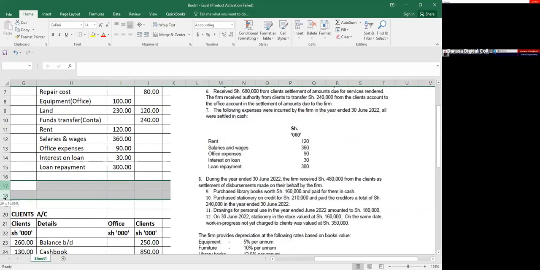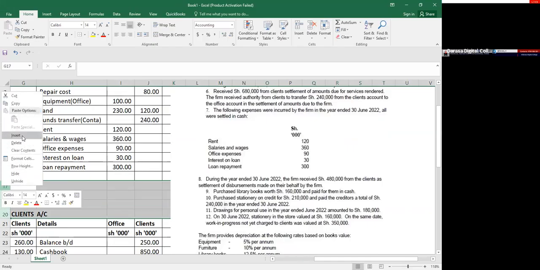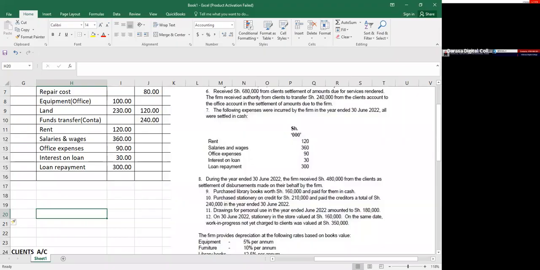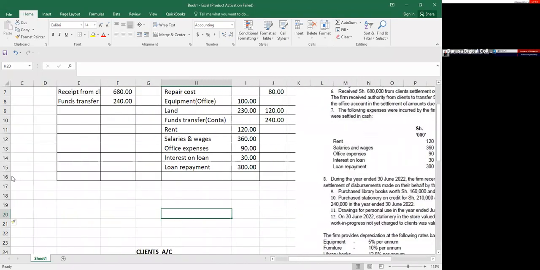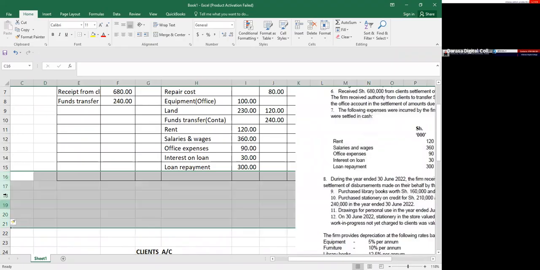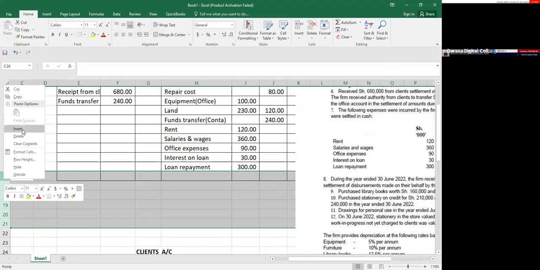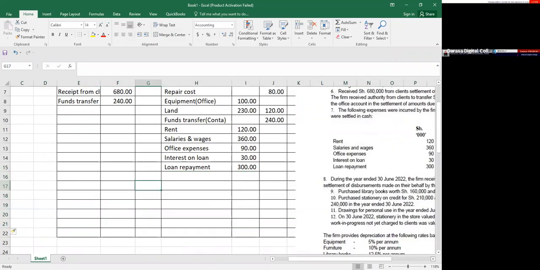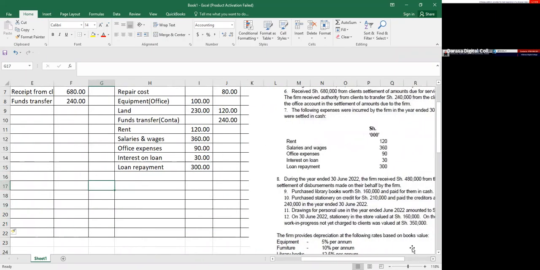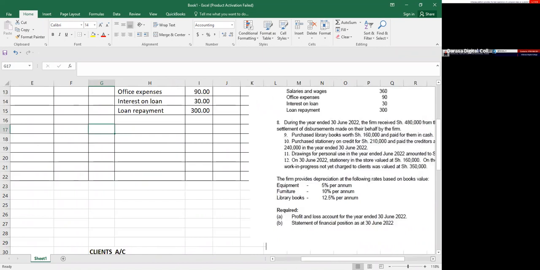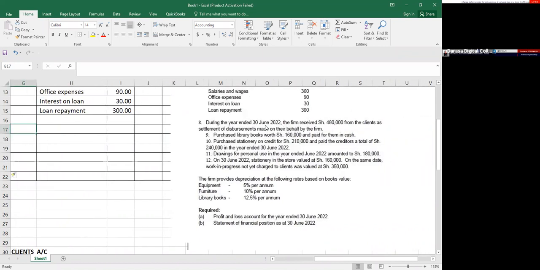In addition to that, we proceed. So we can proceed here. Okay. We proceed to the next data, the next note 8. During the year ended 30 June 2022, the firm received $480 from the clients as settlement of disbursement made on their behalf by the firm. So there is this aspect of disbursement.